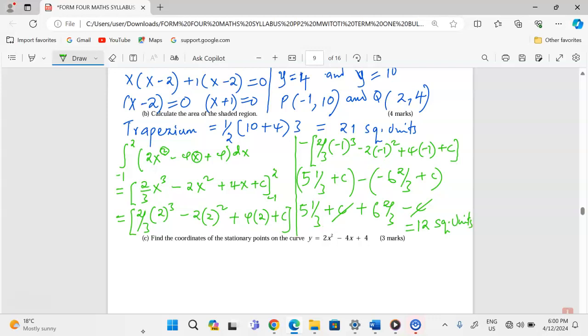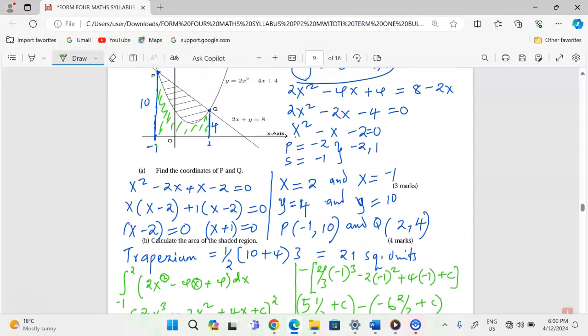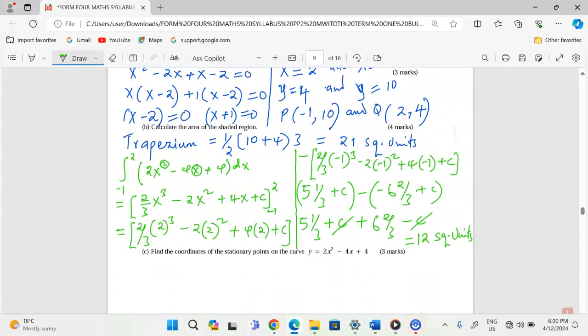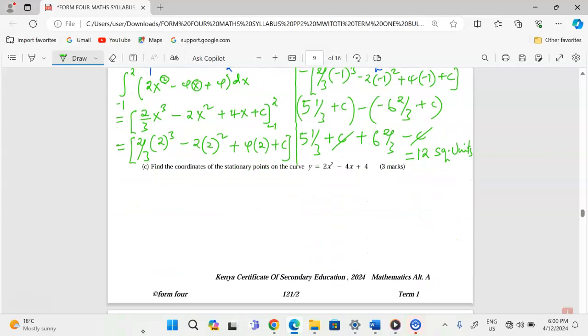Now we have 12 square units for the area between the curve and the x-axis, and the area of the whole trapezium is 21 units. So the shaded area now is going to be 21 minus 12, giving us 9 square units.